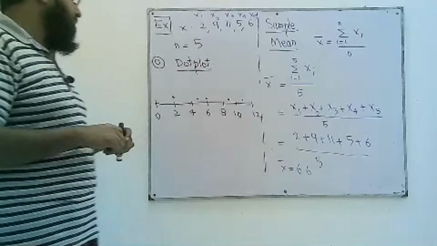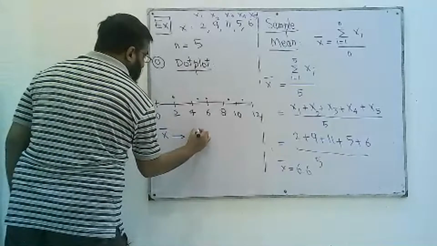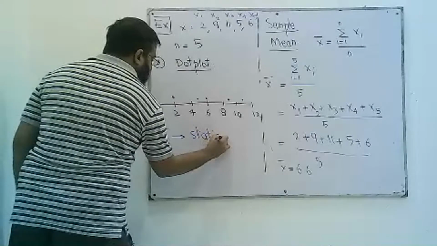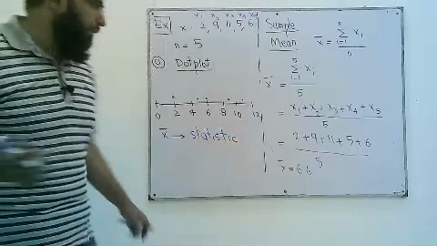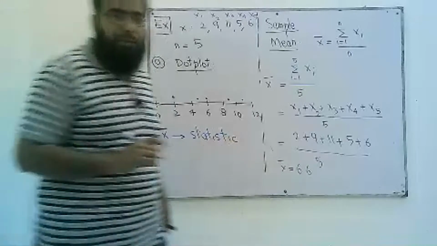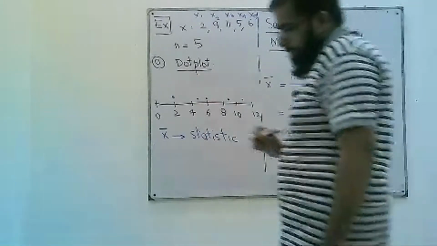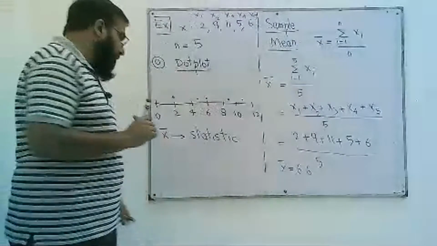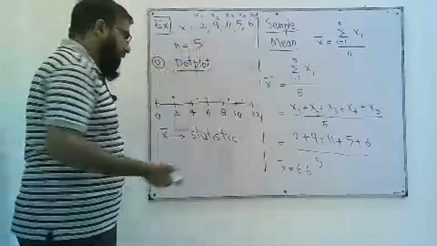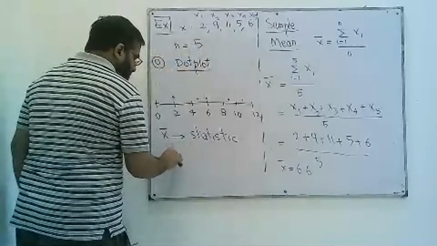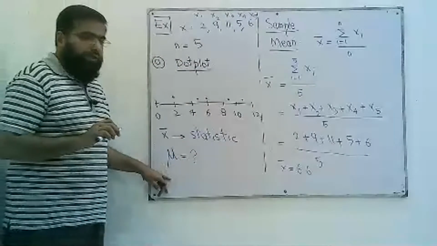But what is this x mean? X mean is sample mean, and of course the numerical measure computed on sample is a statistic. We have just studied it. The numerical measure computed on sample is a statistic. But what about the population from which we took this data? What is the parameter of the population from which we have taken this data?